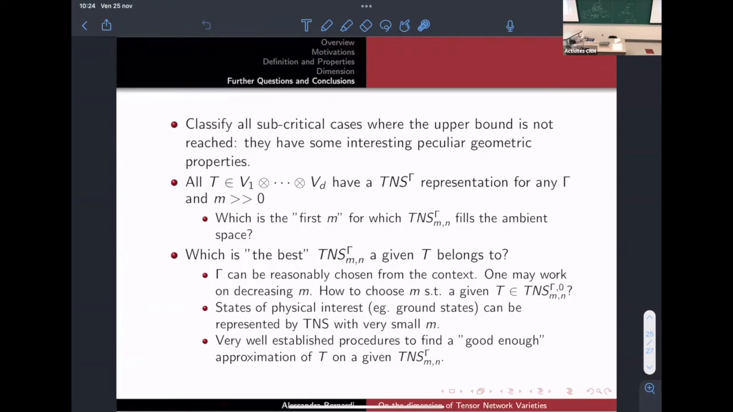These are other observations that were already made in this workshop, so that the gamma can be reasonably chosen from the context that you have, and so you may wonder about decreasing the n's. This is something I've always heard in this kind of talk, but I have to say I don't know why. I always heard that states of physical interest, like the ground state, can always be represented by a tensor network with very small n. Okay, good, but I don't know why this is true. And so this is more involved.